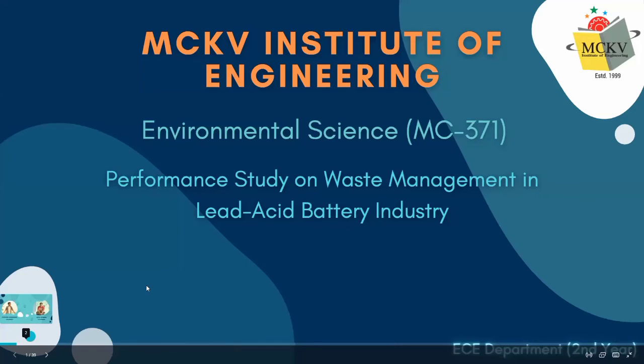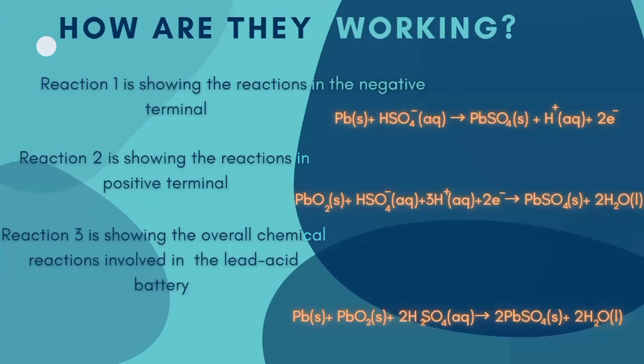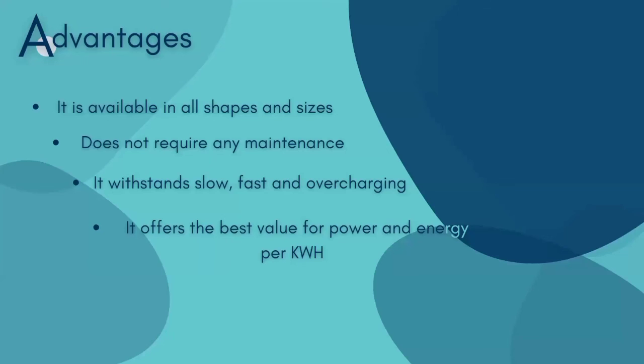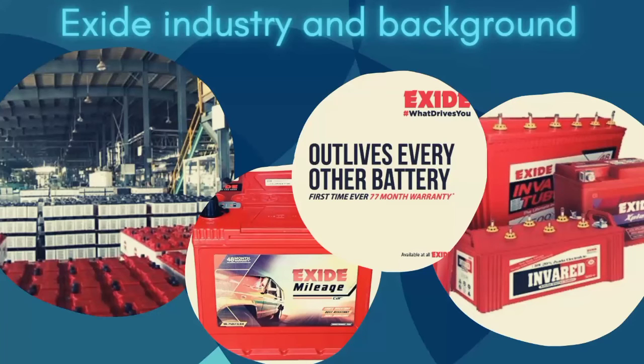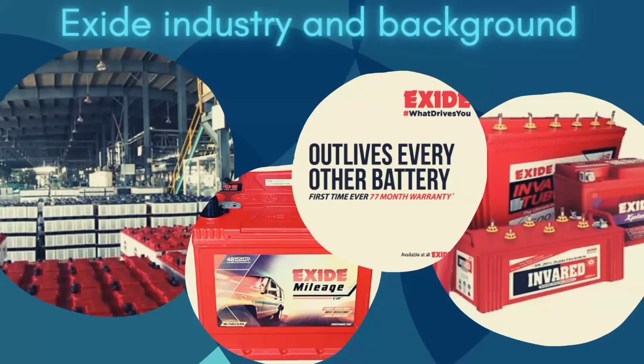How are lead acid batteries working? Use of lead acid battery, advantages. Lead is heavier compared to the alternative elements and it must be stored in charge to prevent sulfonation. It is not environment friendly, deep recycle, limited cycle, okay, continue.